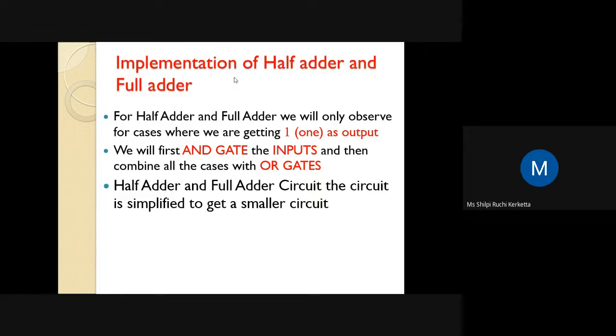Okay. So we are using the sum of products. So first we will AND gate all the inputs. Okay. First we will see where we are getting the output as 1. So we will see the inputs where we are getting 1. We will AND gate the inputs and then we will combine all the gates with an OR gate. Okay. This is how we are making this half adder, and we will make half adder and full adder in such a way that we have a very small circuit of it.